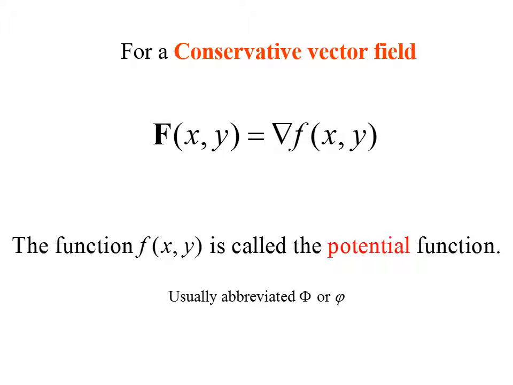Now, if we have a conservative vector field, one of the things we're interested in is the function that would have generated the vector field. We call this the potential function, and we abbreviate that with the phi.